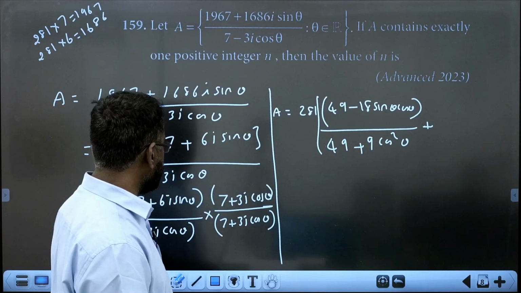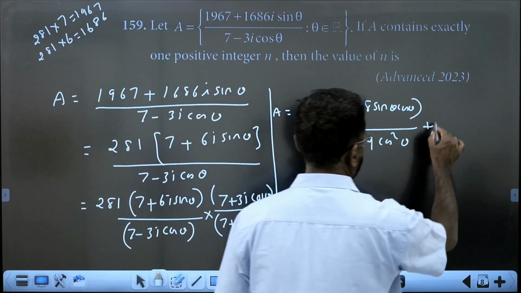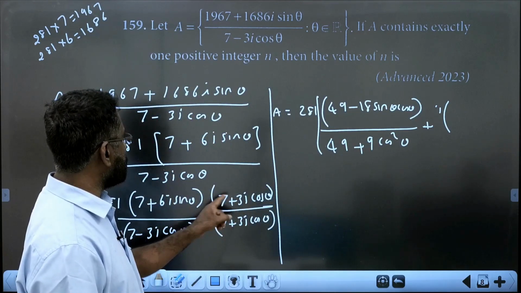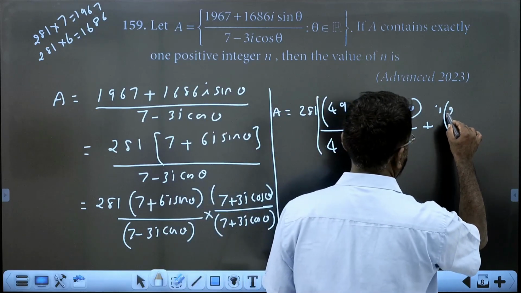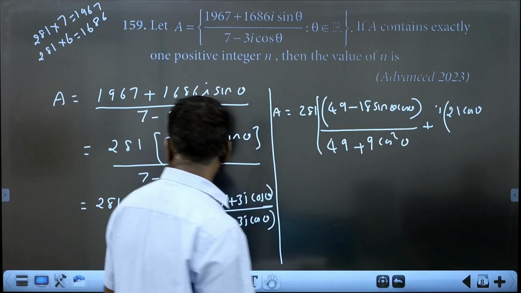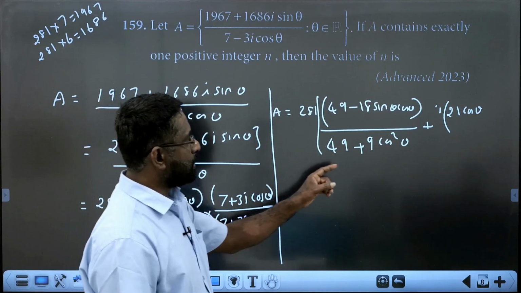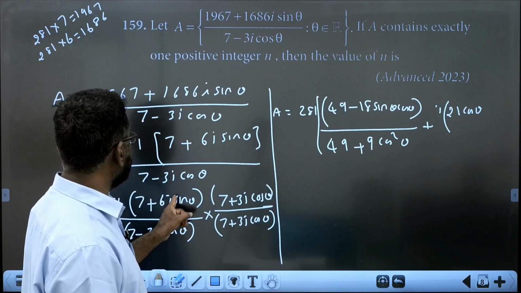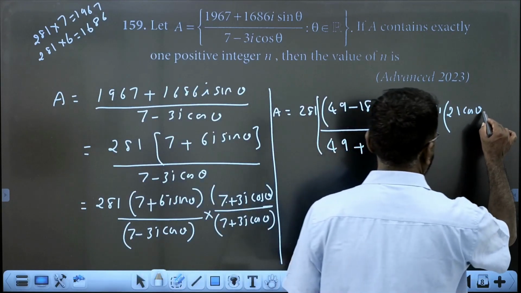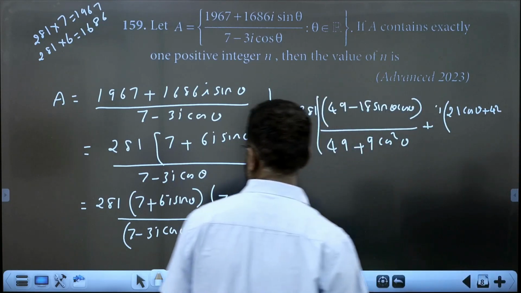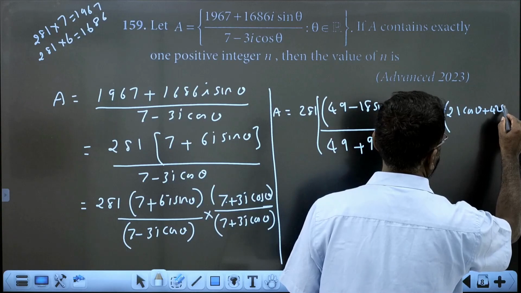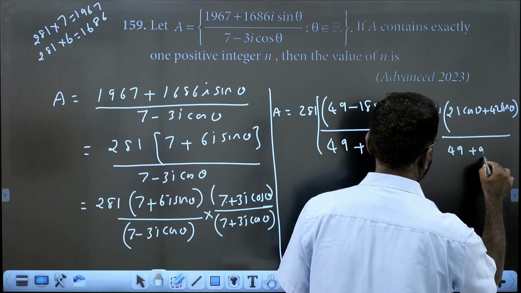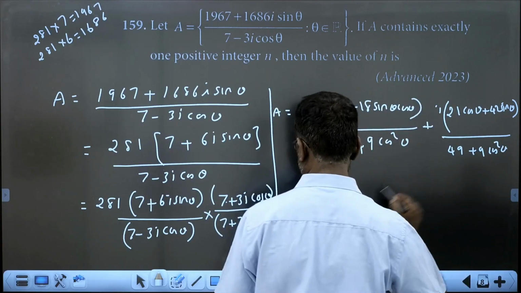What is the imaginary term? The terms containing i, with i as the common factor: 7 into 3i, that is 21 cos theta, and 6i sin theta into 7, plus 42 sin theta. The denominator is 49 plus 9 cos square theta.